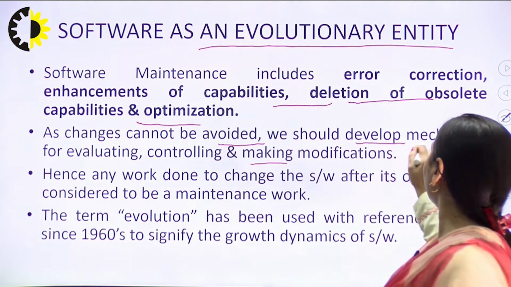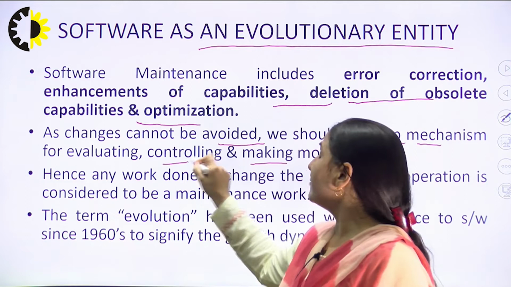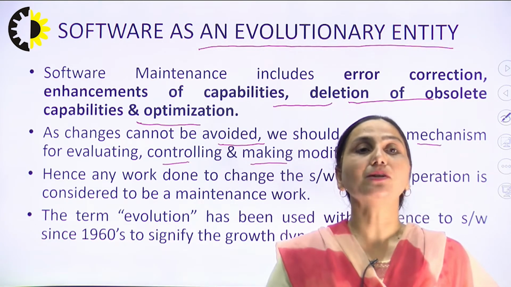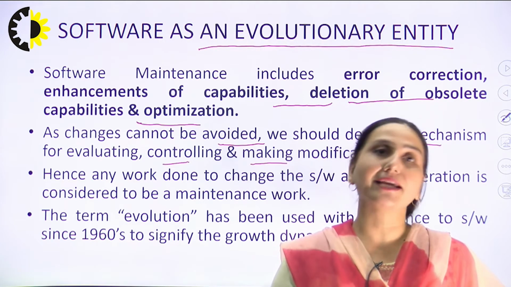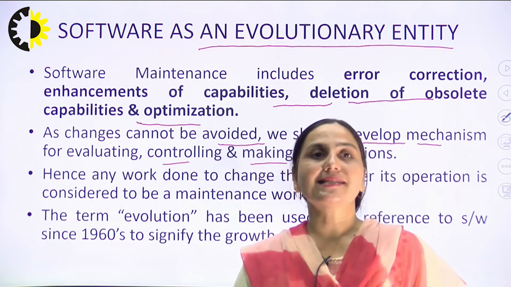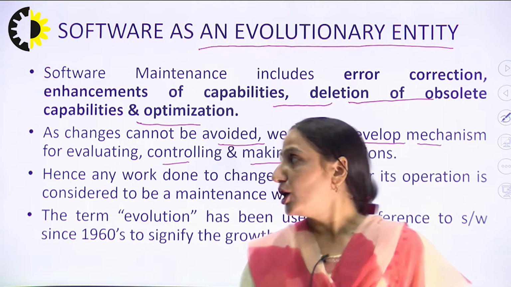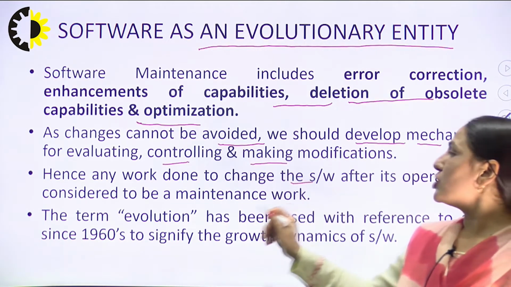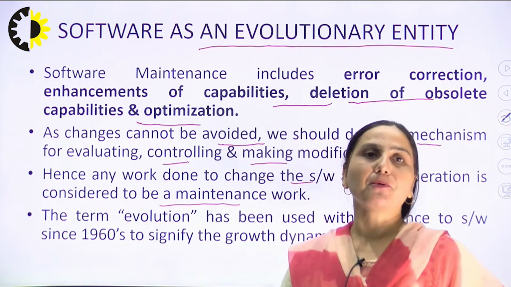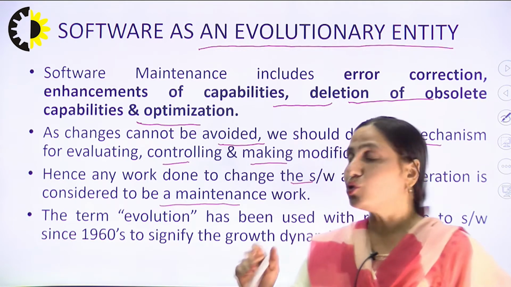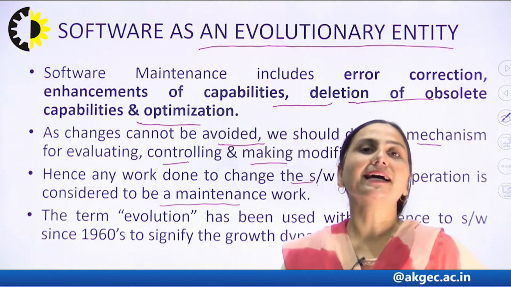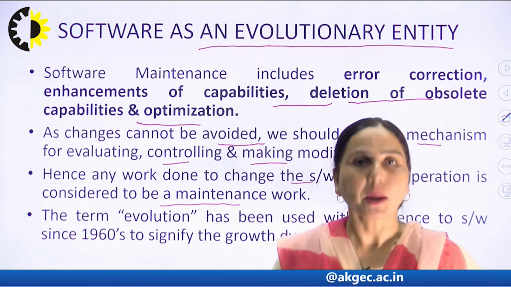So the software should be developed with a mechanism for evaluating. We should be able to develop a mechanism with the help of which we can evaluate, control, and make any modifications in the system. Hence, we can say that any work that is done to change the software after its operation is considered to be maintenance work. Any work which is done to change the software after it comes into operation is considered maintenance work.